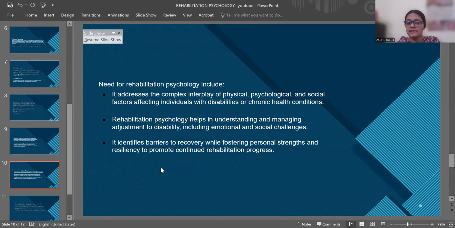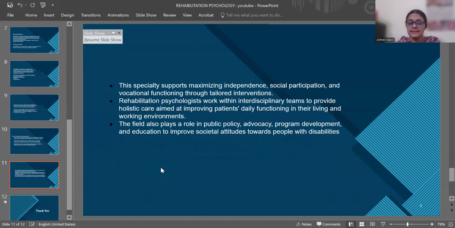Need of rehabilitation psychology. Now we are going to talk about the need. The main need of rehabilitation psychology is that it addresses the complex interplay of physical, psychological, and social factors affecting individuals with disabilities. It helps in understanding and managing adjustment to disability, including emotional and social challenges. It identifies barriers to recovery while fostering personal strength and resiliency. The specialty supports maximizing independence, social participation, and vocational functioning. It works with interdisciplinary teams to promote holistic care, aiming to improve patients' daily functioning in living and working environments.